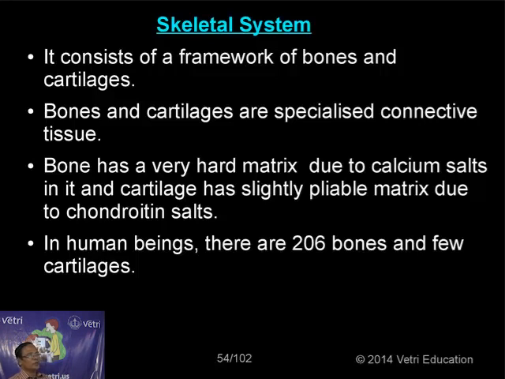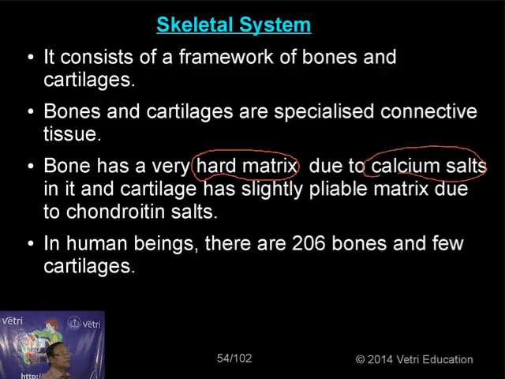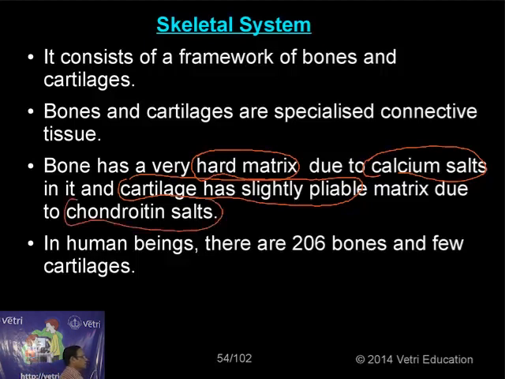Now, I mentioned that we have a basic substance called the matrix. In the case of bones, the matrix is very hard. This is because of the deposition of calcium salts I mentioned: calcium phosphate of 80% and calcium carbonate nearly 20%. Compared to bone, the cartilage is slightly pliable, meaning flexible. Its matrix doesn't contain calcium but contains an organic salt, chondroitin sulfate, present in the cartilage and supporting it. That's why it's somewhat strong but not rigid.